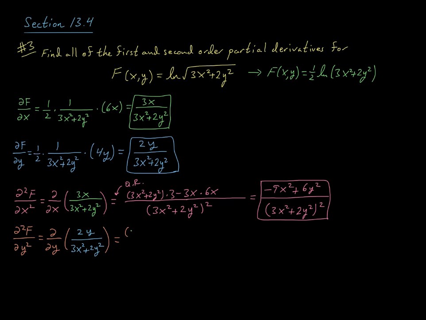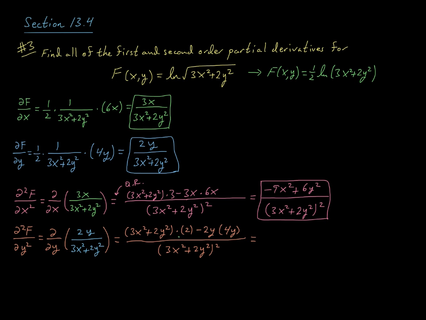And so I'm going to get the low function, 3x squared plus 2y squared, times the derivative, which is 2, minus high, which is 2y, times the derivative of the low with respect to y, which would give me a 4y. And then I'm going to divide all of that by the square of what's below. So that'd be 3x squared plus 2y squared, quantity squared.